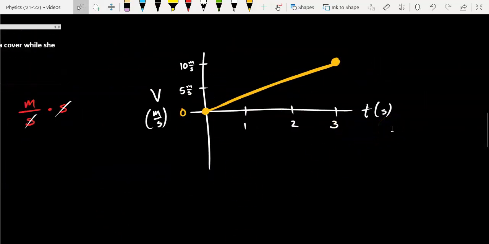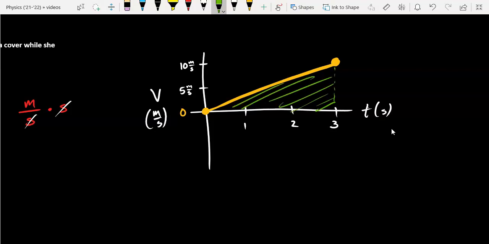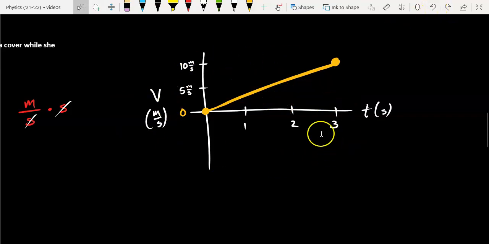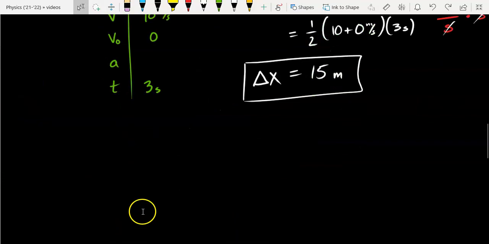And if we want to find displacement from a velocity graph, all you need to do is find the area under that curve. And that area should also give us 15 meters, exactly what we solved with the equation. Okay, so the actual velocity versus time graph looks just like that. Okay. All right, moving on.